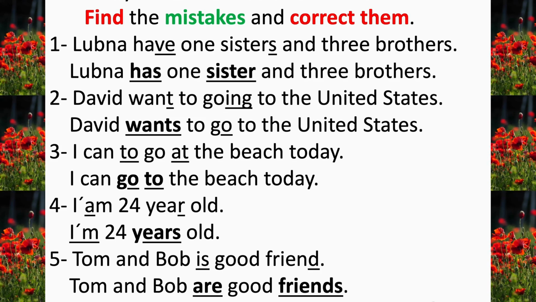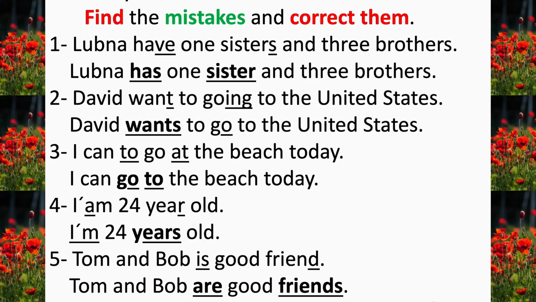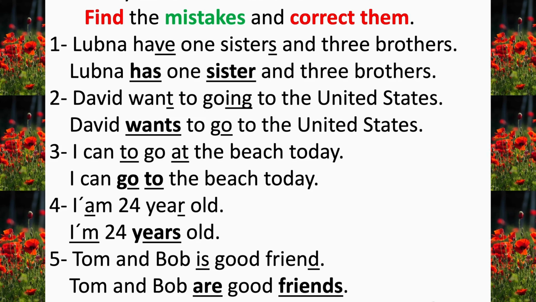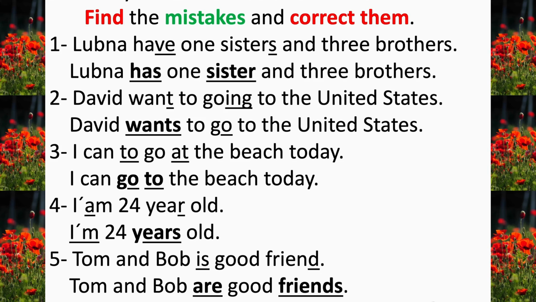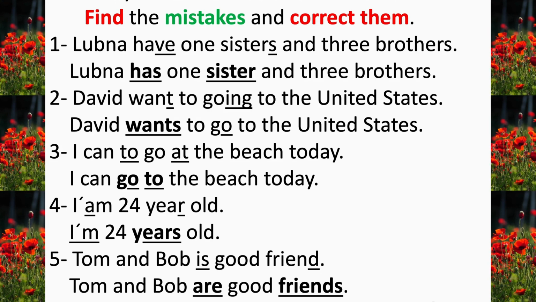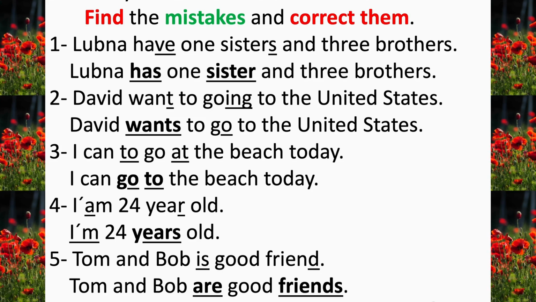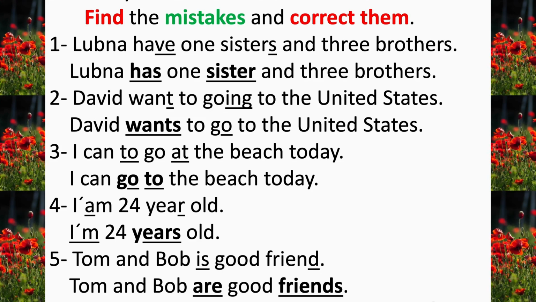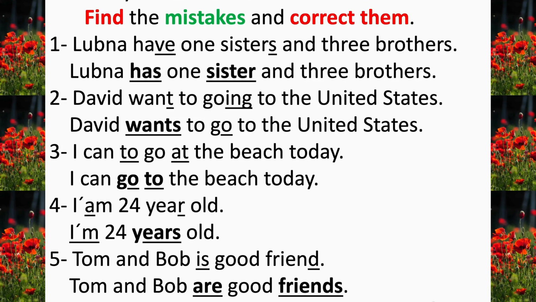Let's go to number 2. David want to go into the United States. The problem here is with want. With David, it means he, and in the present simple he wants. David wants. We don't say to go in to the United States, especially after want. The verb is in the infinitive, to go. He wants to go, not to go in, to go. He wants to go, or David wants to go to the United States.